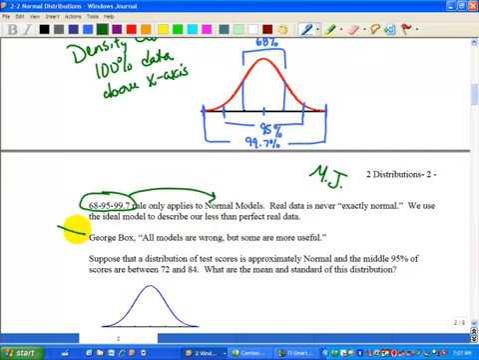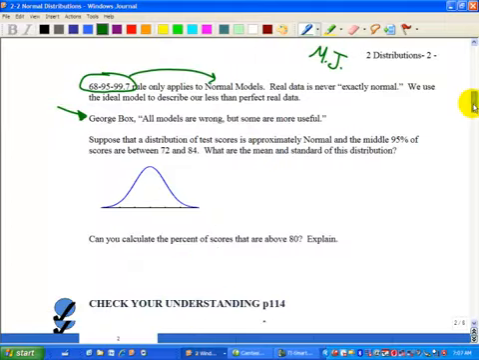So there was this famous statistician, his name was George Box, and he said all models are wrong, but some are more useful. So it's never going to perfectly match up like this, but this is useful for guessing about how much data. So we're going to try some problems to help you get used to this.